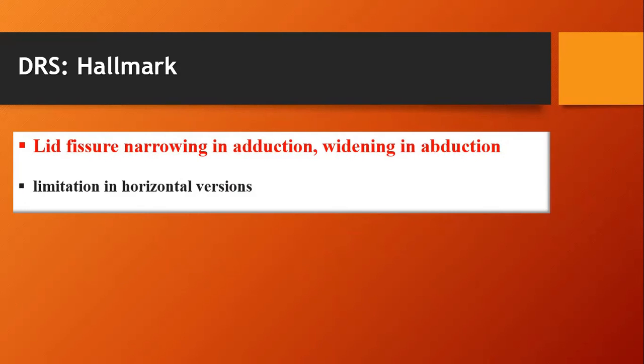In some textbooks, because the most common type is type 1, and in type 1 we have limited or absent abduction, they sometimes add the word attempted, because the patient is unable to abduct his eyes. So in some references you will see a sentence like this: palpebral fissure narrowing in adduction and widening on attempted abduction.